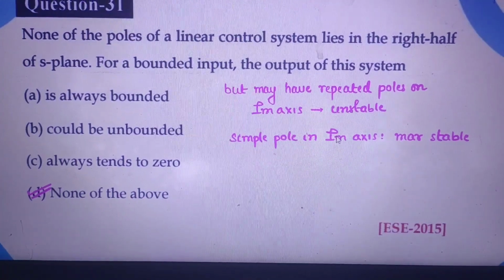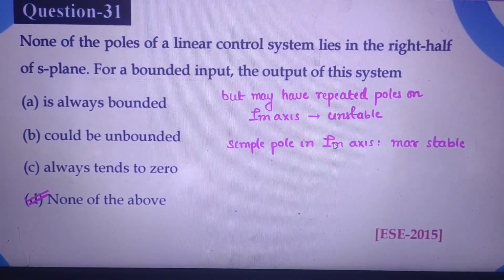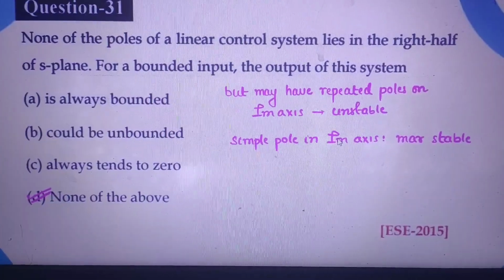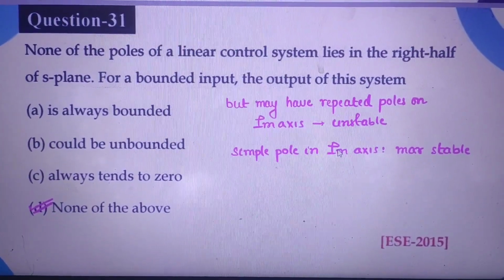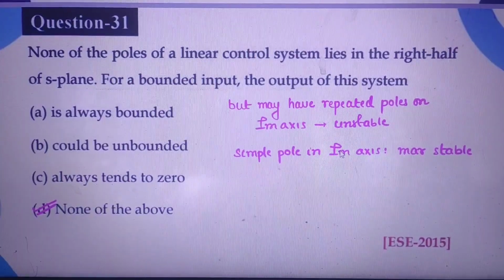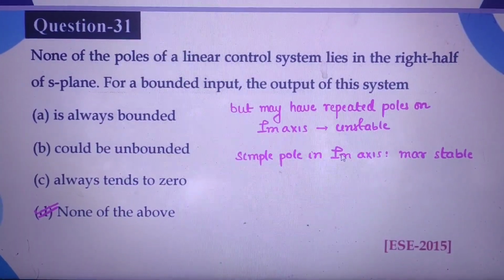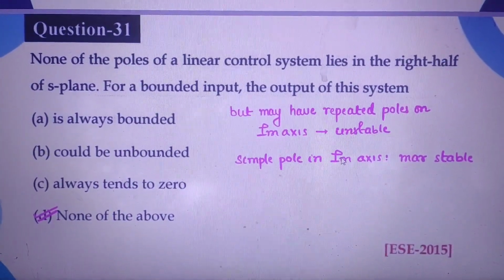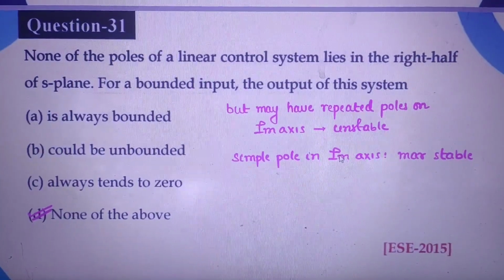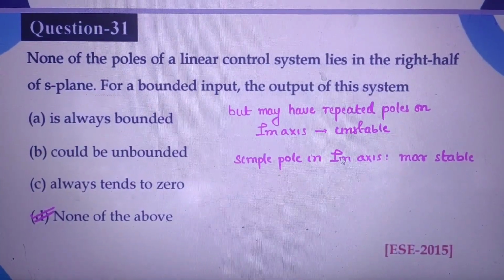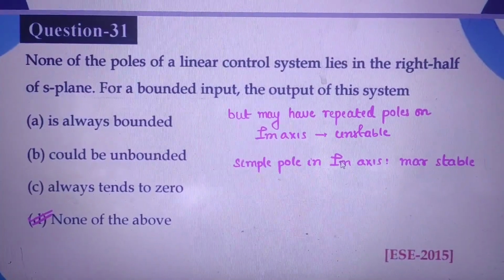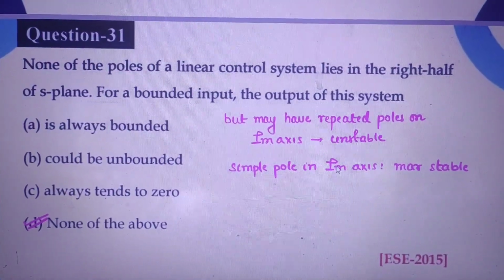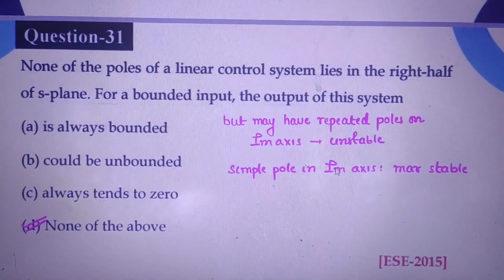None of the poles of a linear control system lies in the right half of the S-plane. For bounded input, the output of this system is: A, always bounded; B, could be unbounded; C, always tends to 0; D, none. As per the ESC 2015 key, the answer should be could be unbounded, because if the poles lie in the left half of the S-plane, for bounded input the output will be bounded.